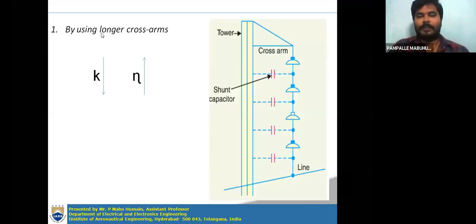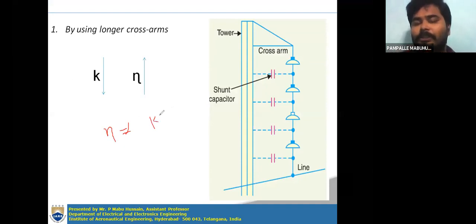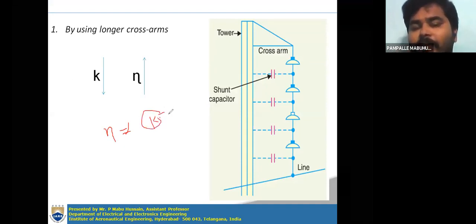First method: by using a longer cross arm. As I said before, the string efficiency depends upon K, which is the ratio of shunt capacitance to self capacitance. Suppose the shunt capacitance is C1 and the disc has a capacitance C, then K is C1 by C.